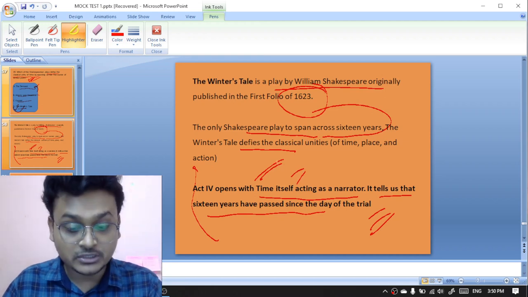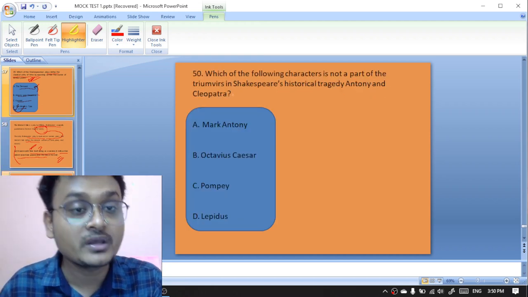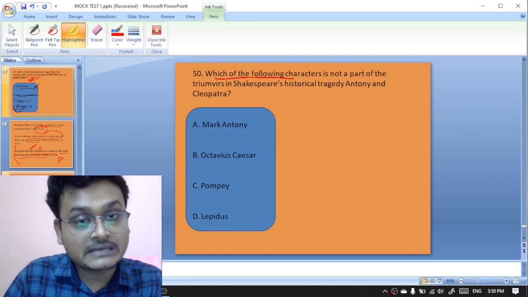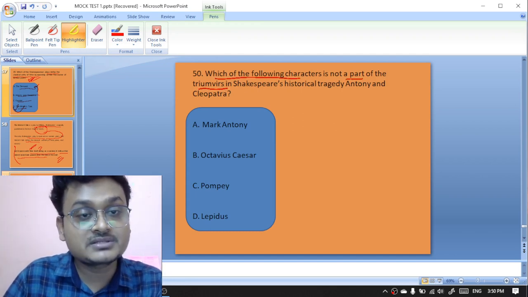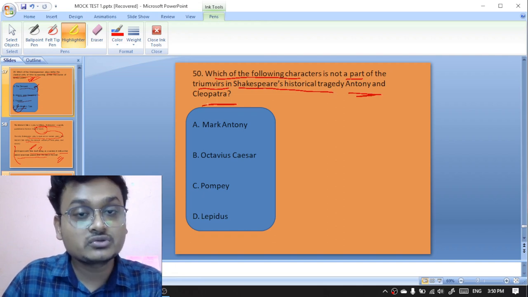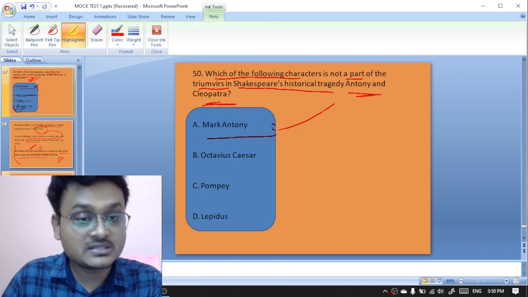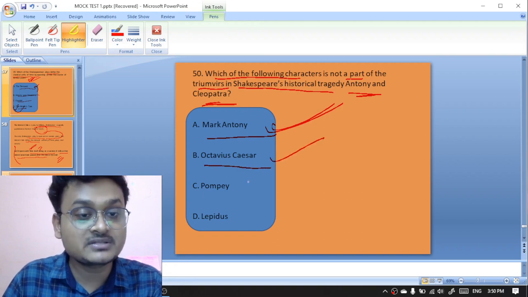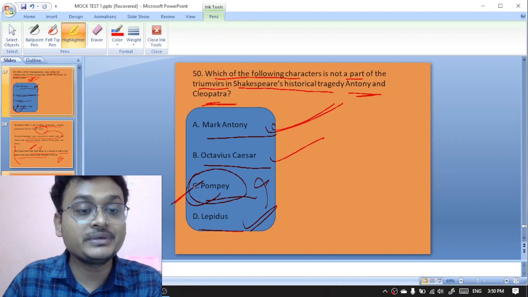So here is the last question, and we end the session. Here is question number 50. Which of the following characters is not a part of the triumvirate in Shakespeare's historical tragedy Antony and Cleopatra? Mark Antony was there, Octavius Caesar was there, Pompey was not there, Lepidus was there. So Pompey is the right answer here.